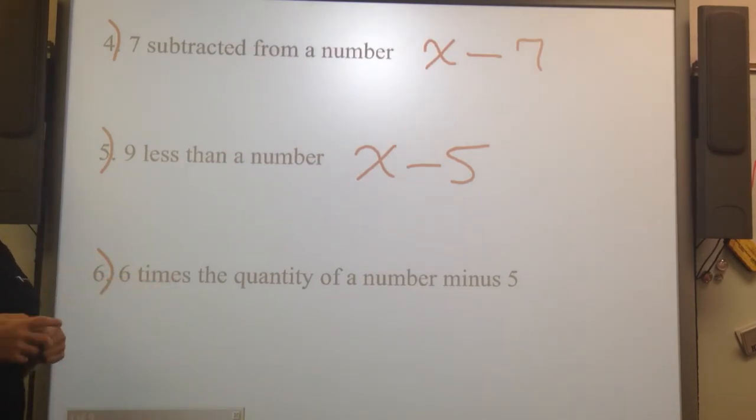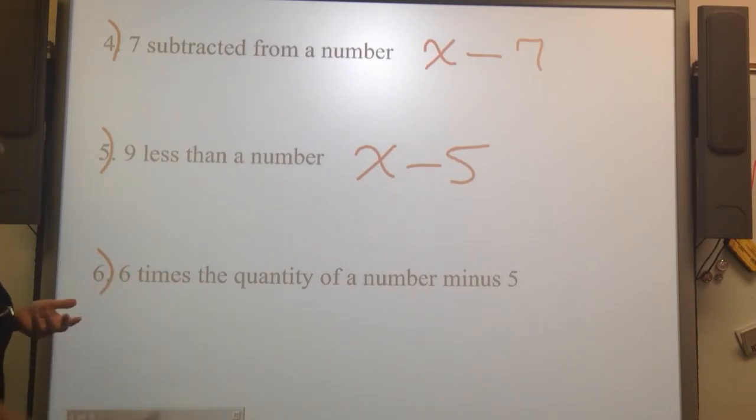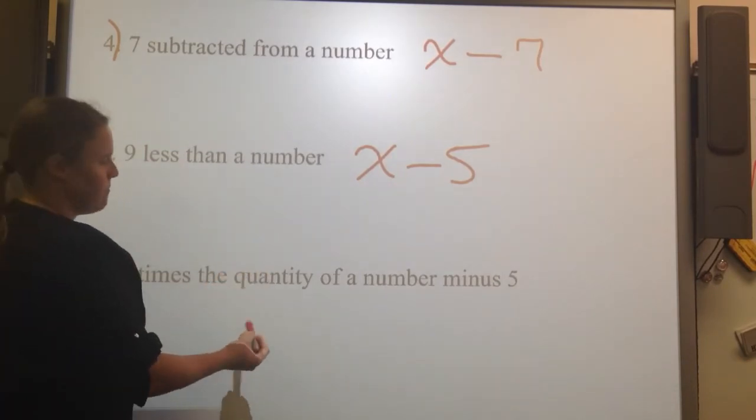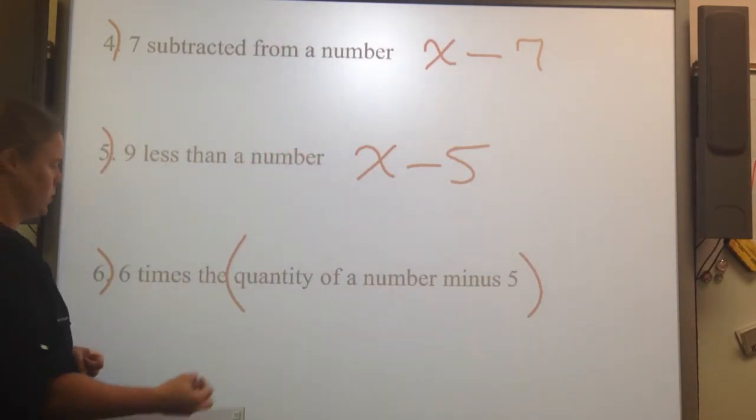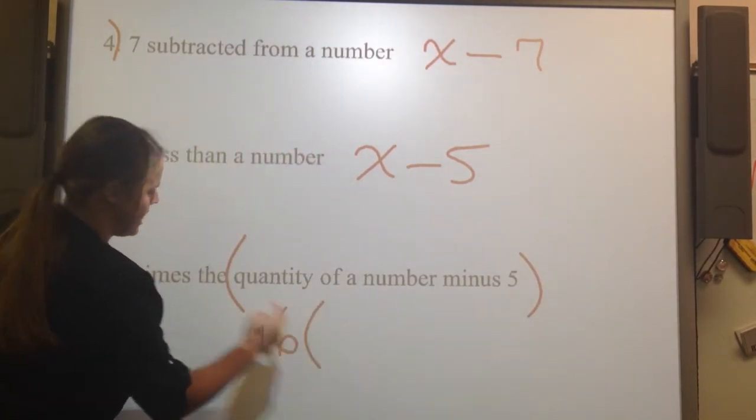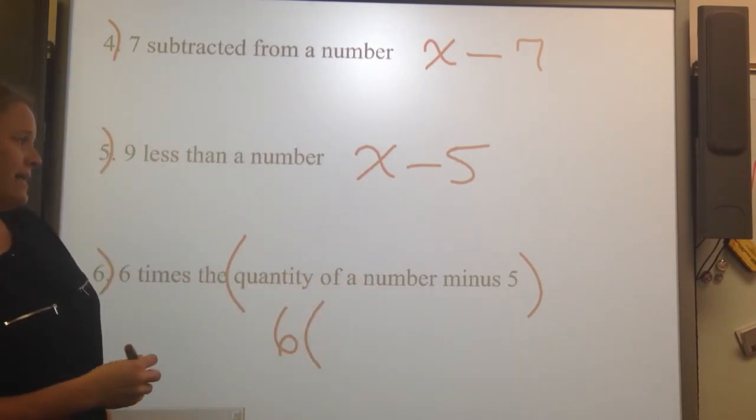6 times the quantity of a number minus 5. So again, a little bit trickier here. Notice whenever you see quantity, that means we are putting this information in parentheses. Okay? So we have 6 times the quantity of a number minus 5.